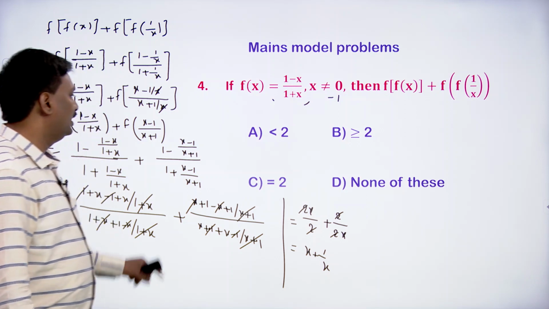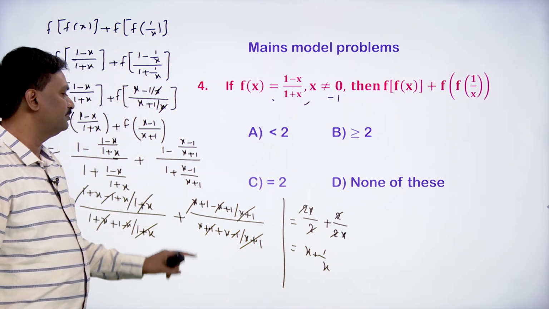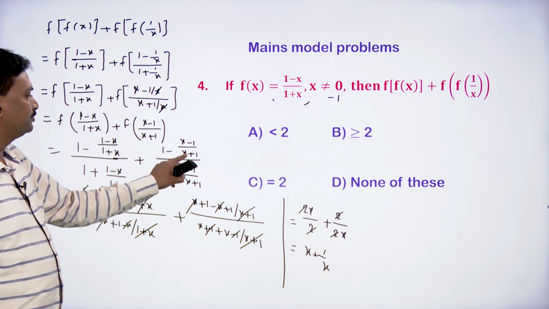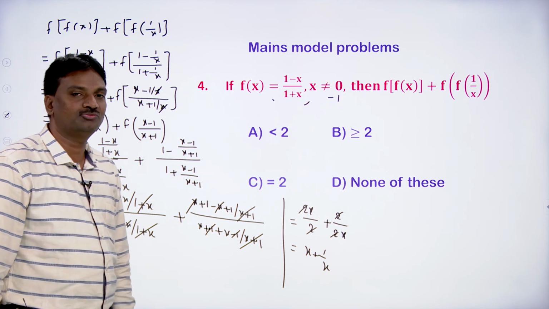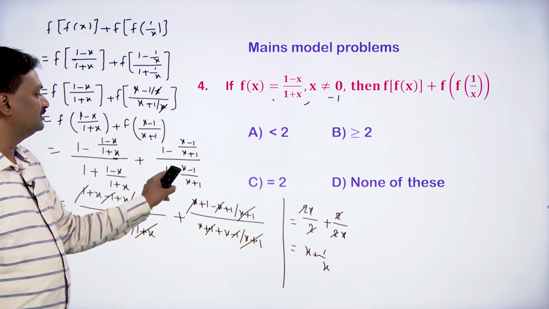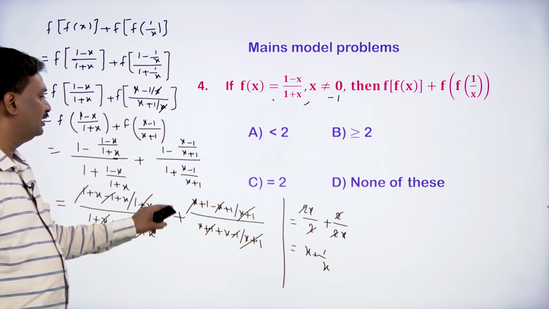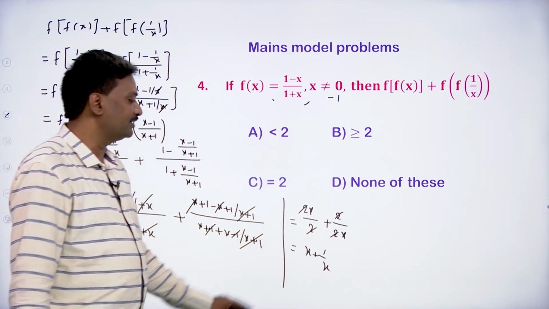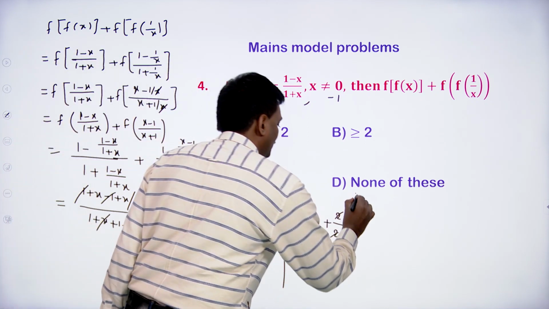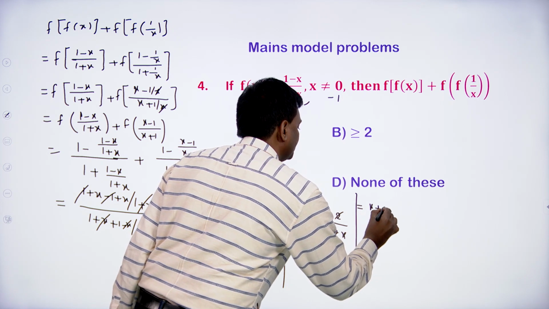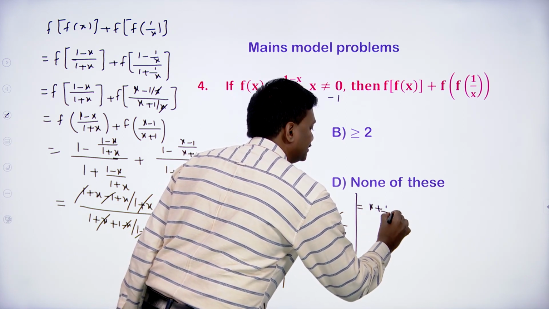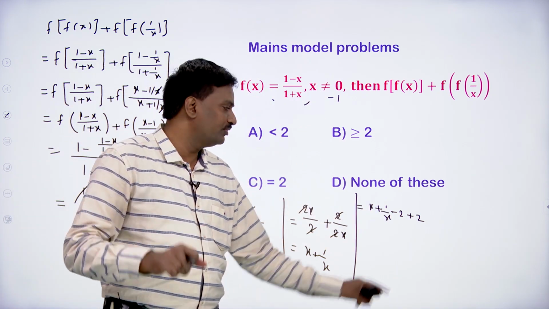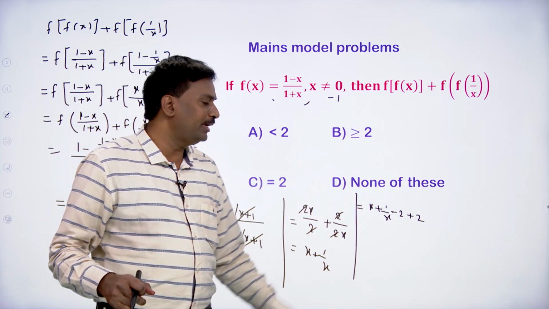Here we have x plus 1 minus x, minus of minus plus 1. In the denominator also x plus 1 plus x minus 1. So here x plus 1 minus x, minus of minus plus 1 by x plus 1. Here x plus 1 plus x minus 1 plus x minus 1. So here by adding and subtracting 2 for x plus 1 by x, we can write x plus 1 by x minus 2 plus 2. Here by adding and subtracting 2 for this, so here x plus 1 by x minus 2 is there.